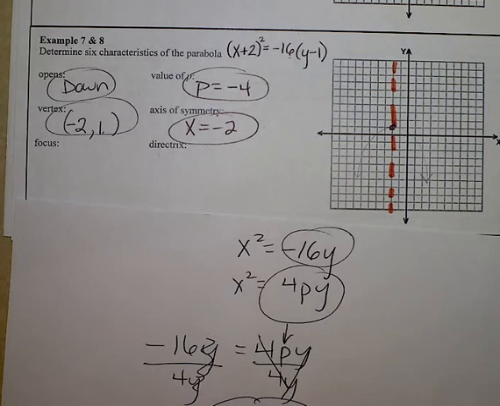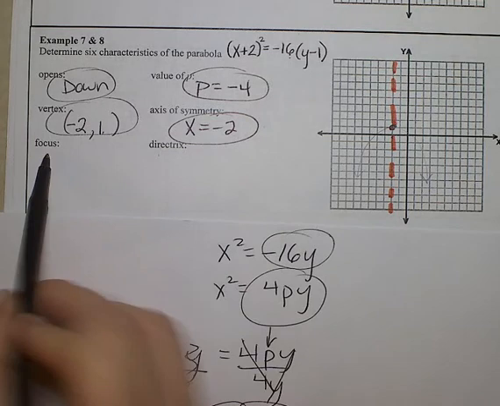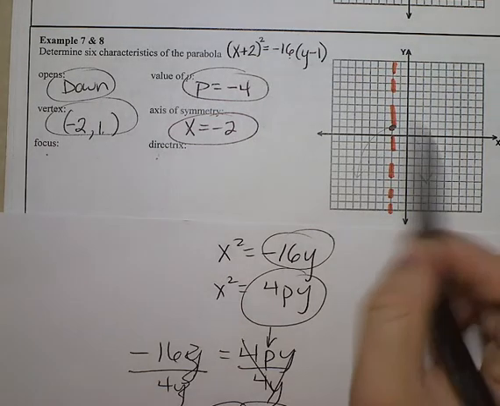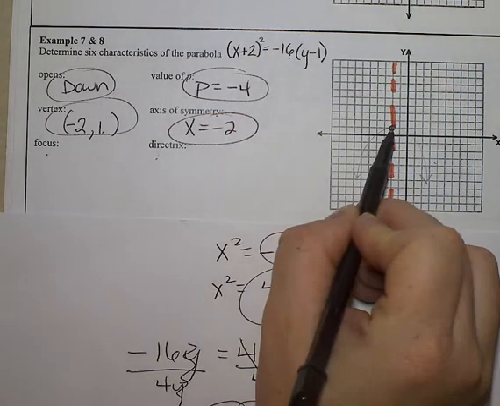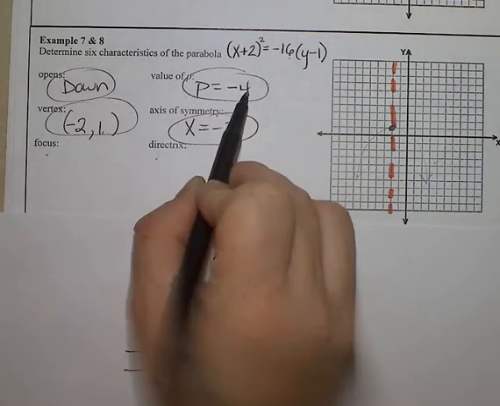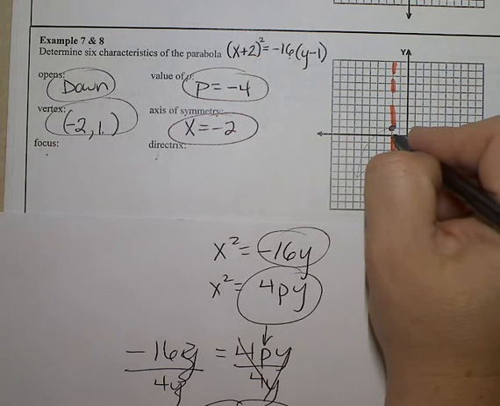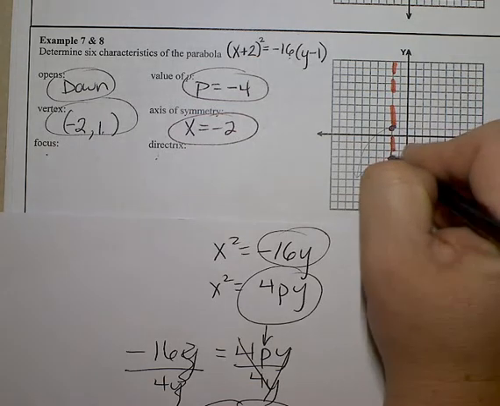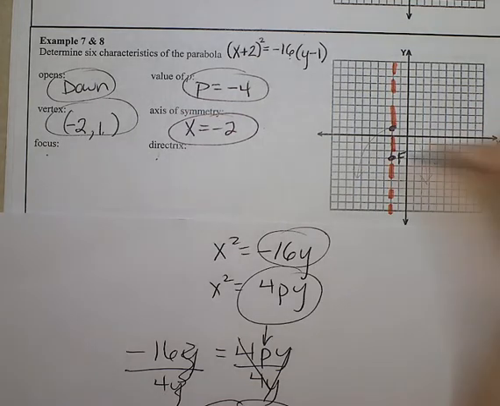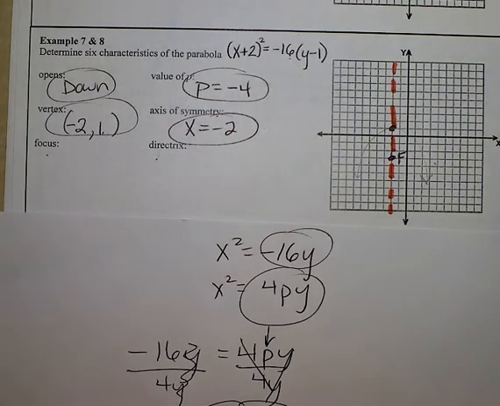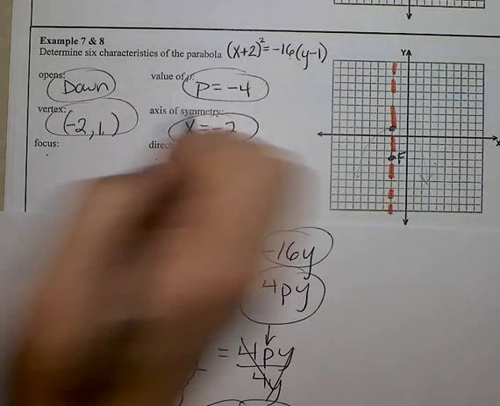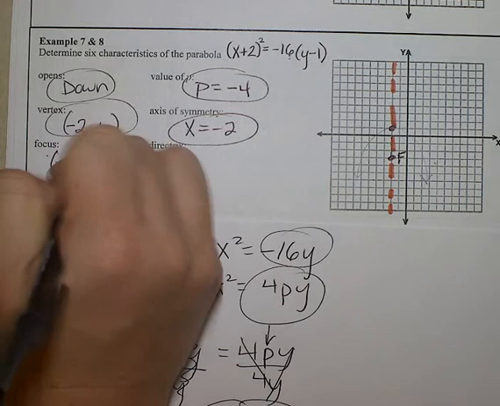Your p-value helps you determine the focus and the directrix. This shape, which is like our Pac-Man, has to eat the food. So from the directrix, go 4 down, 1, 2, 3, 4. We're going to put a capital F there. And now we need to determine what is the ordered pair for the focus. So it is over 2 and down 3.